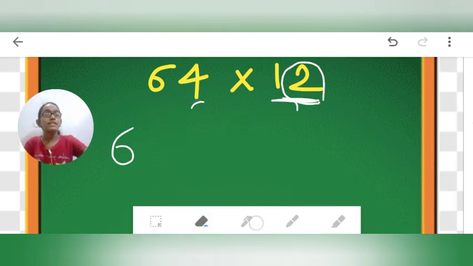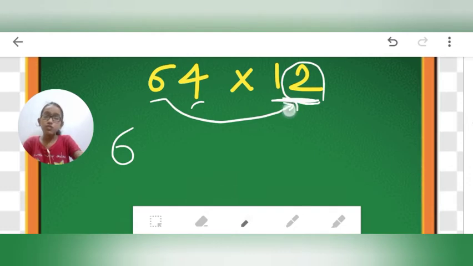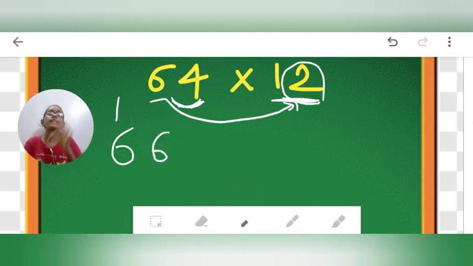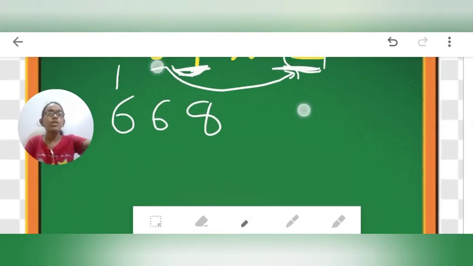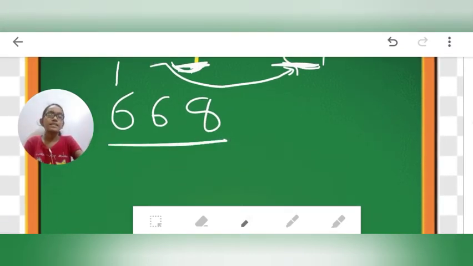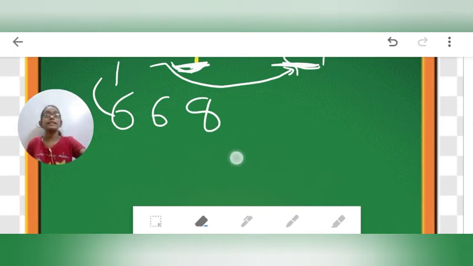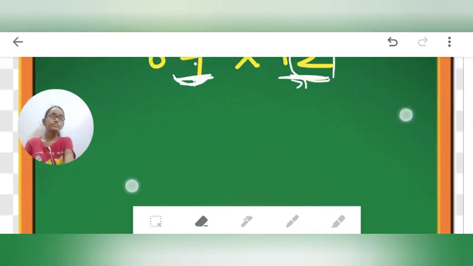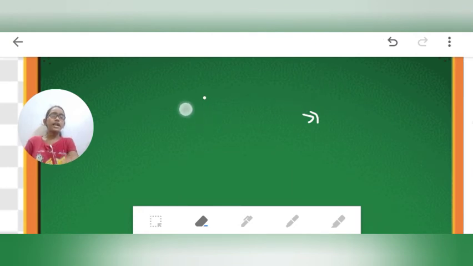What I will do is first 6 2s, that is 12, and then 12 plus 4. 12, 13, 14, 15, 16. Write 6 here, and 1 will go carry. This is the point that I want you guys to remember, so that you can solve your questions. Now 4 into 2, 4 2s are 8. So your answer is here. Just add up the numbers. 6 plus 1 is 7. 768 is your answer. Very easy, na? Super duper easy trick.